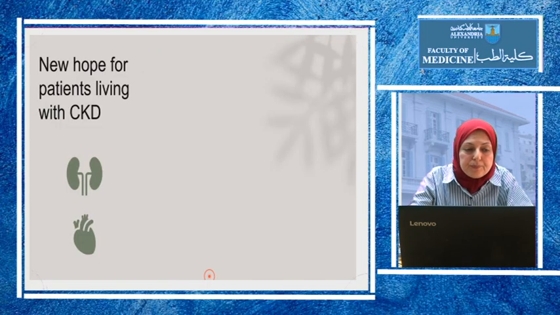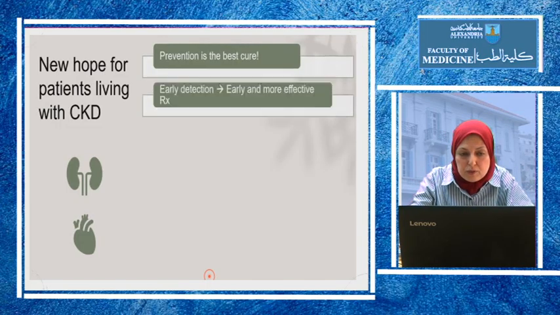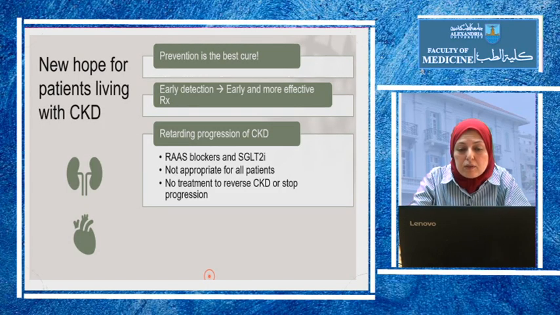Now, as we said, these are my concluding remarks. Prevention is the best cure. Early detection means that we start treatment early, and in early stages, treatment is more effective. Retarding progression and decreasing cardiovascular illness should be our aim.